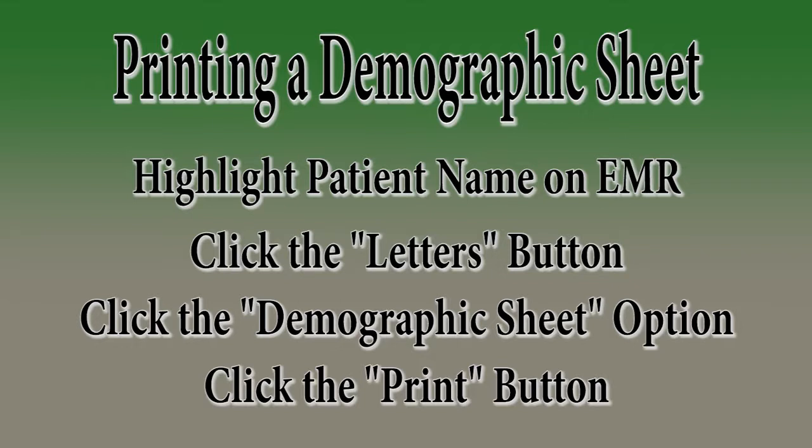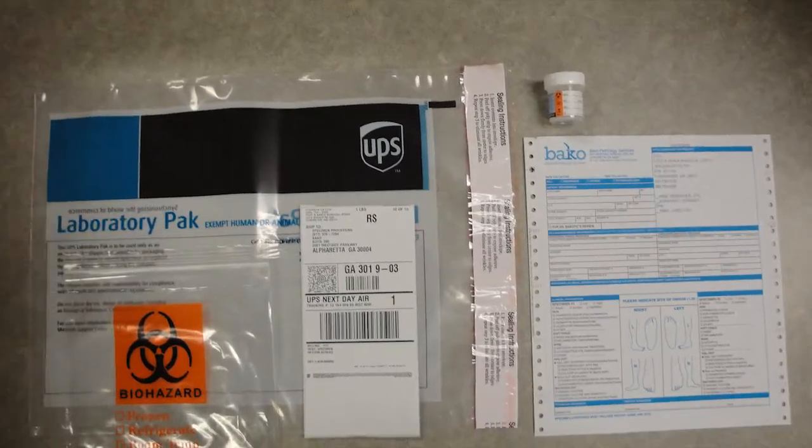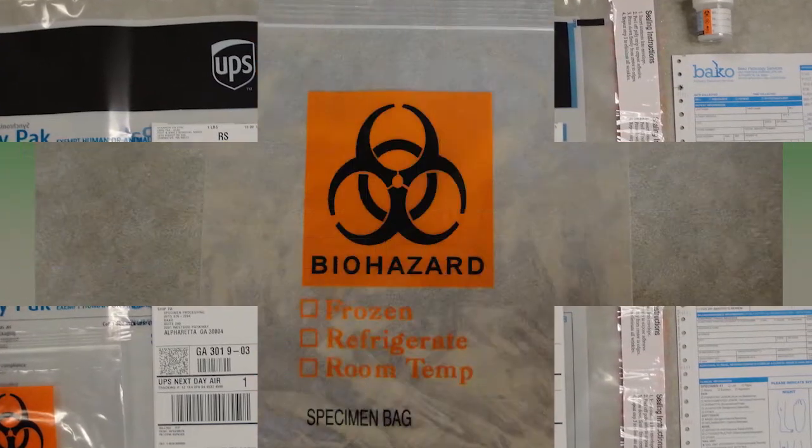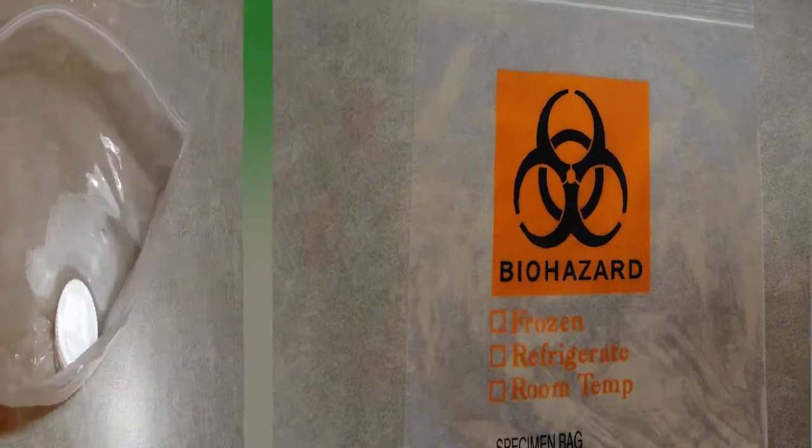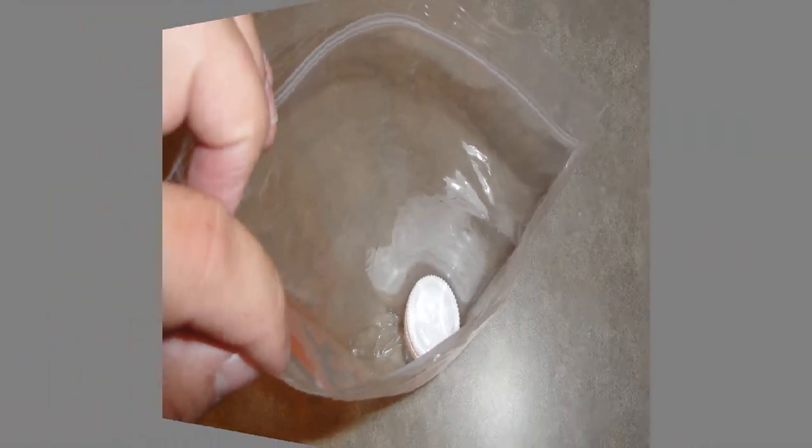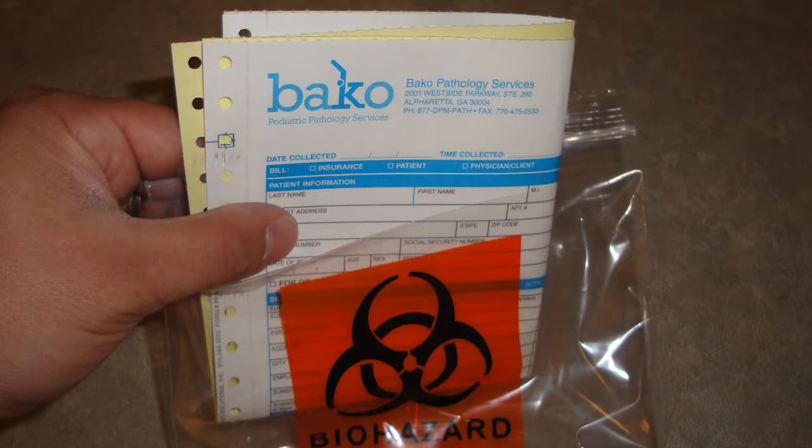You will need to choose which printer to send it to. If you're in Centralia, choose FASA Centralia. In Tumwater, choose FASA Tumwater. Collect the sheet and add it to the pathology orders. The specimen, demographic sheet, and pathology orders will then need to be added together in a biohazard bag. Put the specimen in the Ziploc portion and the demographic and pathology orders in the front pouch.